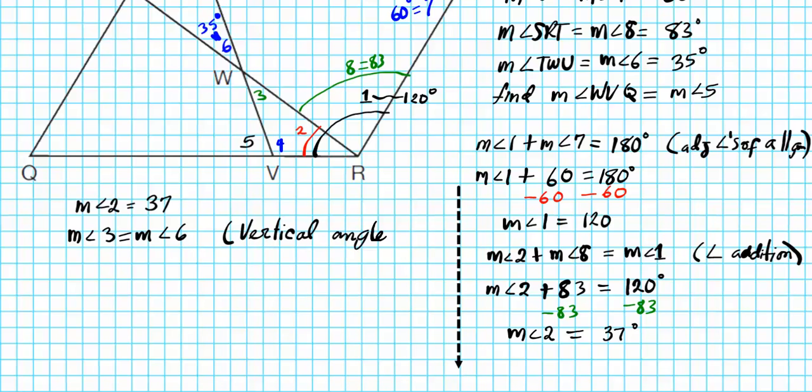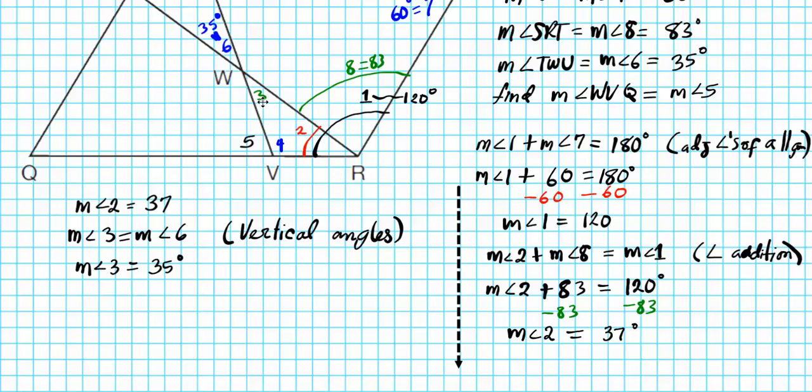All right, so since angle 6 is 35 degrees, guess what? Measure of angle 3 is simply 35 degrees. Okay, so this is 35, this is 37. Now we can use the exterior angles theorem to find out angle 5.